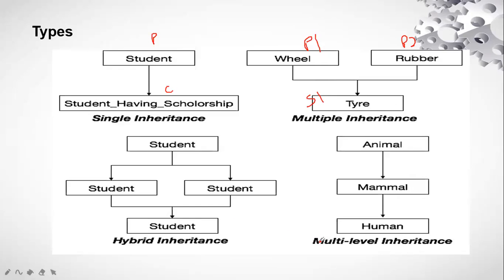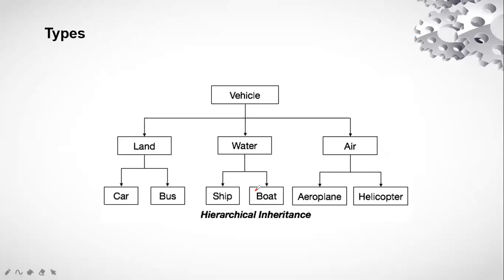What is multi-level? Multi-level forms interrelated classes: there is an animal class, and a mammal class having certain properties inherited from animal, and a human class having certain properties inherited from mammal, and further mammal inherits properties from animal, and so on and so forth, right? Now this is hierarchical. A hierarchy is forming; you all know what a hierarchical structure is. It is a tree-like structure.